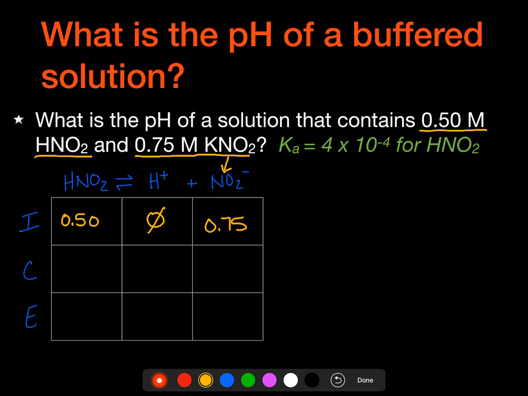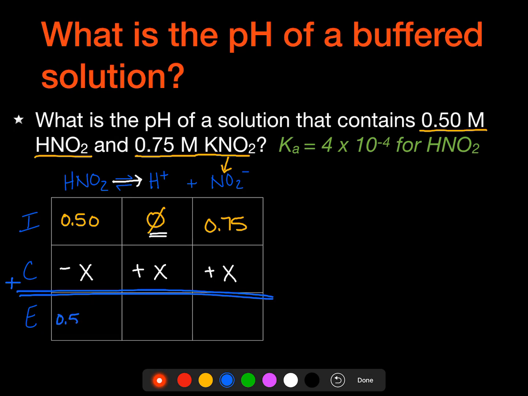All right, so then we're going to have a change. So we're going to say, all right, this one's going to change. We're going to actually push this in a net direction to the right because we don't have any of that hydrogen. And so because of that, we're going to take away from the left side and we're going to add some amount to the right side until we establish equilibrium. So then at equilibrium, we're going to add these two up, and we're going to have 0.50 minus x. We're going to have x, and we're going to have 0.75 plus x.